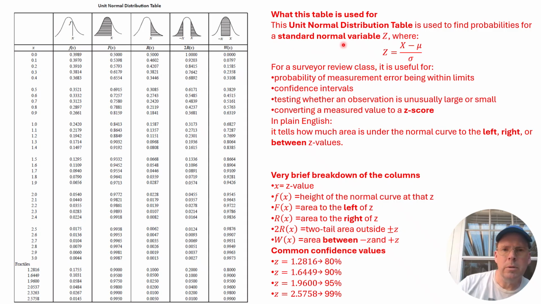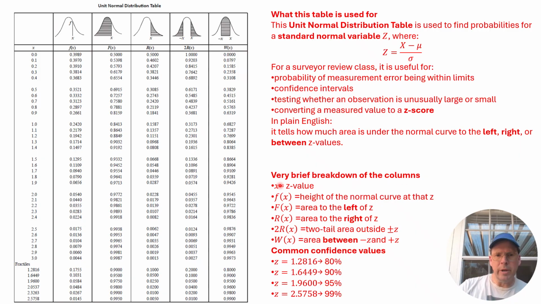For the standard normal variable z, where basically z is x minus mu over sigma. So I guess for a surveyor review class, it's useful for probability measurements, error bounds with limits, confidence intervals, testing whether an observation is unusually large or small, and converting a measured value to a z-score. In plain English, it tells you how much area is under the normal curve left, right, or between the z values.